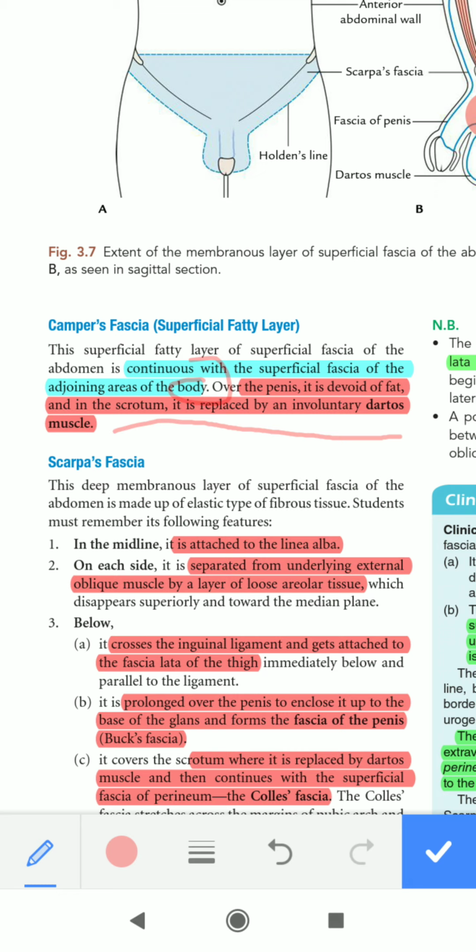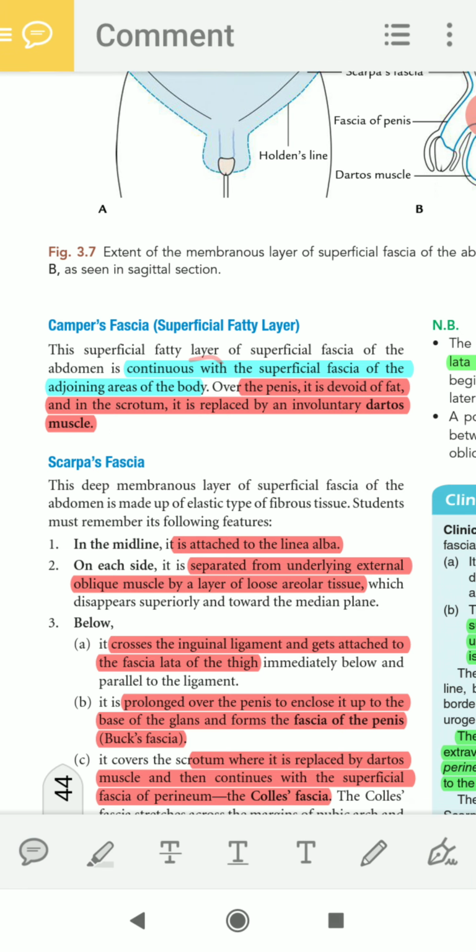Okay, so it means the superficial fatty layer, or Camper's fascia, becomes continuous with the adjoining area of the body. Over the penis and scrotum it doesn't exist. In the scrotum it is replaced by a muscle called the dartos muscle.